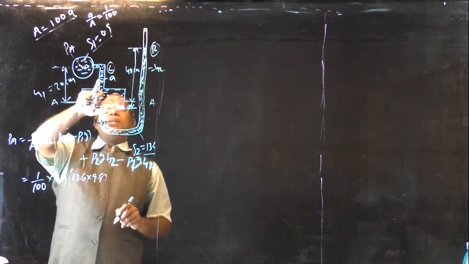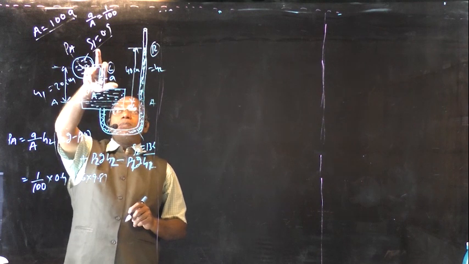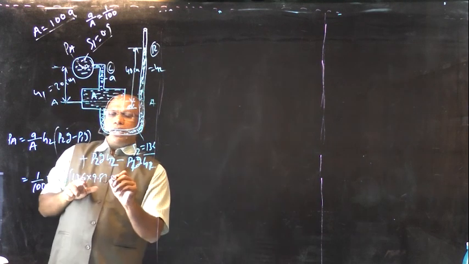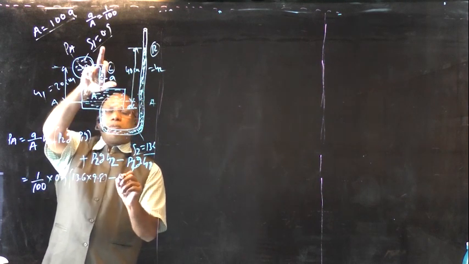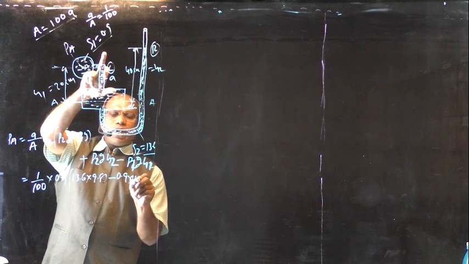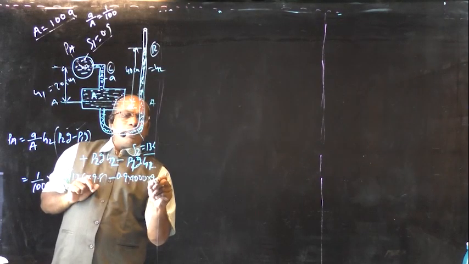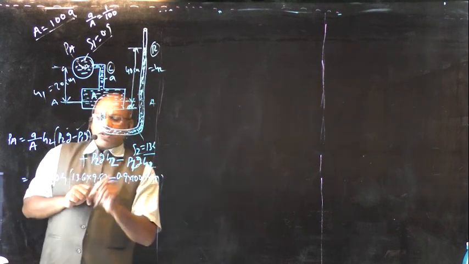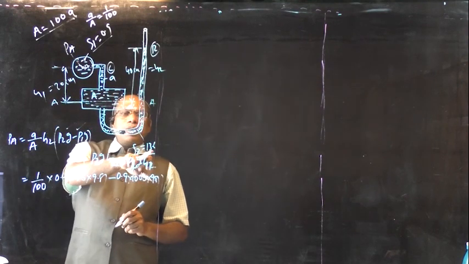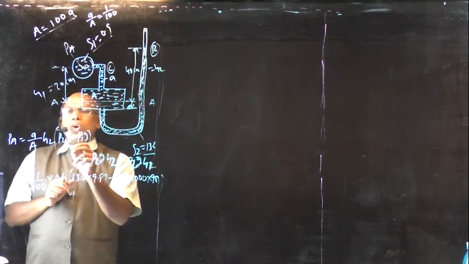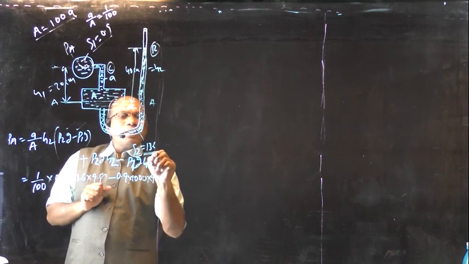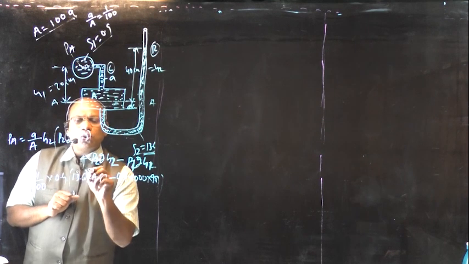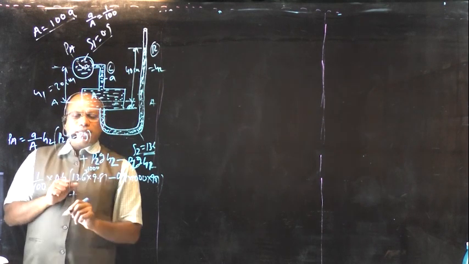The density of the flowing liquid is not given. The specific gravity of the flowing liquid is given, that is equal to 0.9. Therefore, the density of the flowing liquid is equal to the specific gravity of the flowing liquid into the density of the standard liquid, into 9.81, plus rho 2, that is the density of the manometer liquid. Here also, the specific gravity of the manometer liquid is 13.6, so the density of the manometer liquid is 13.6 into 1000, the density of the standard liquid.